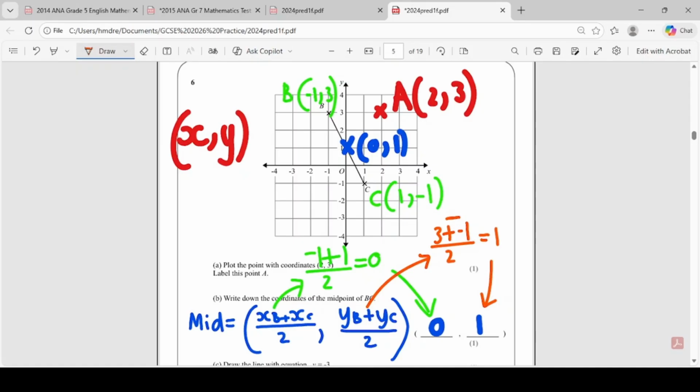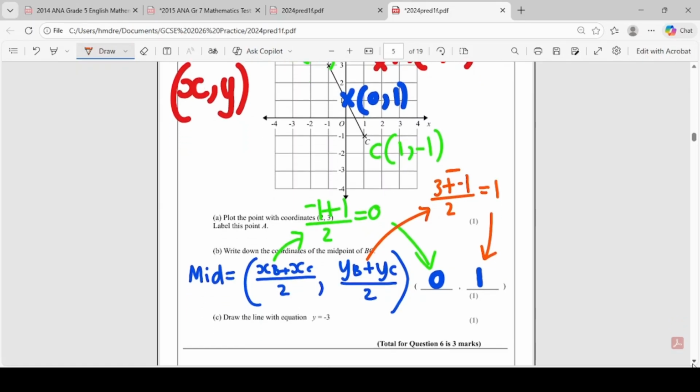So in this case, all you have to do is just read off that midpoint. What is the middle of that line? But I'm just showing the formula in case it's not such a simple one, and you can't read off the value.